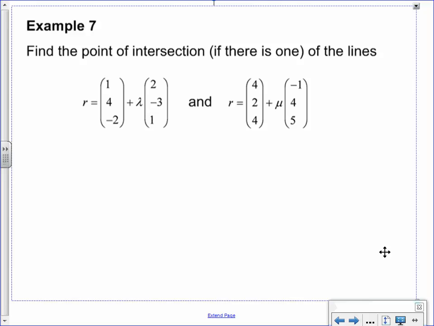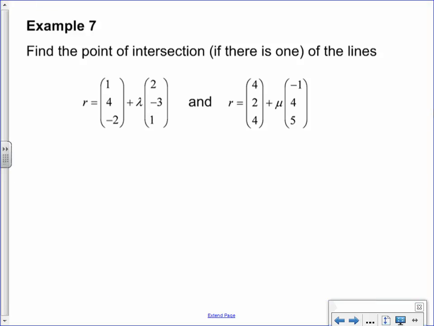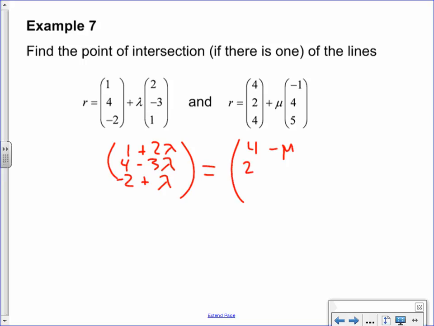Find the point of intersection, if there is one, of the line. So this is the frustrating part. There may or may not be one. Since those two lines intersect, set them equal to each other. So would you agree that 1 plus 2 lambda, 4 minus 3 lambda, and negative 2 plus lambda is going to equate to 4 minus mu, 2 plus 4 mu, and 4 plus 5 mu? True?